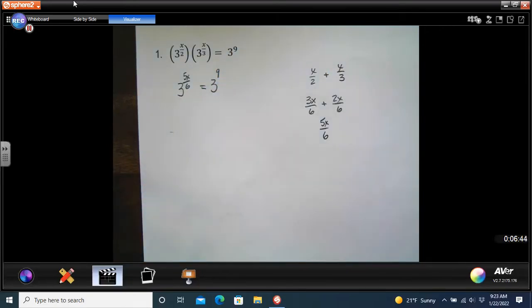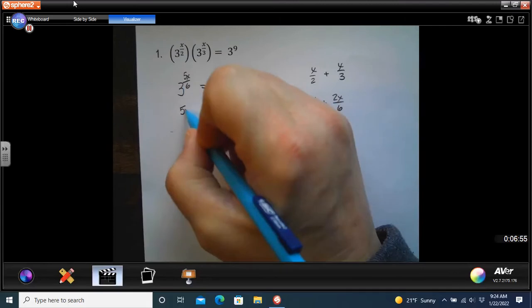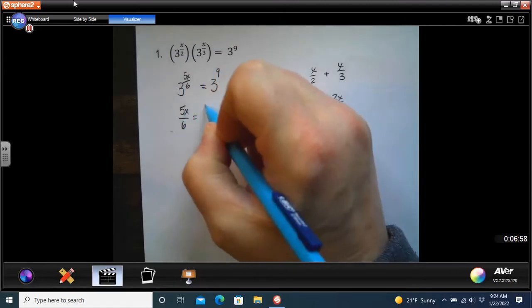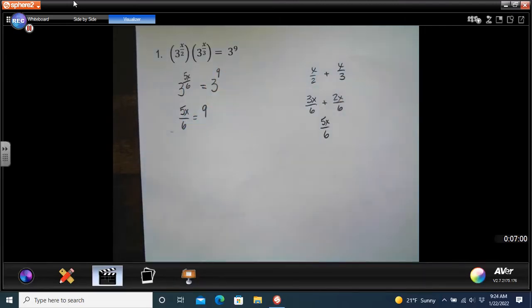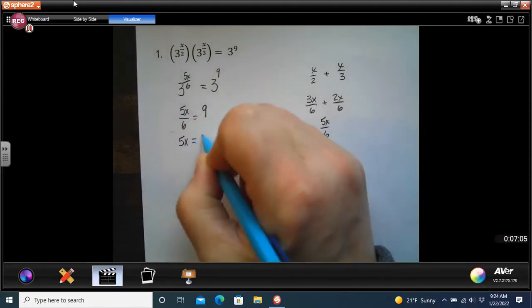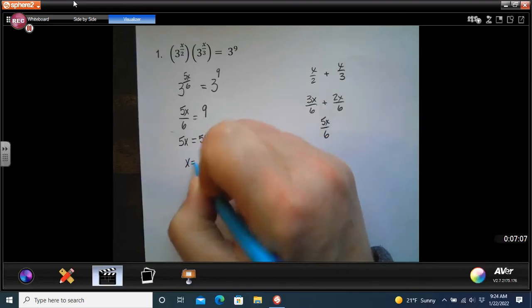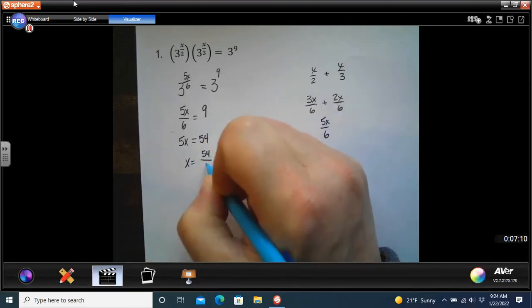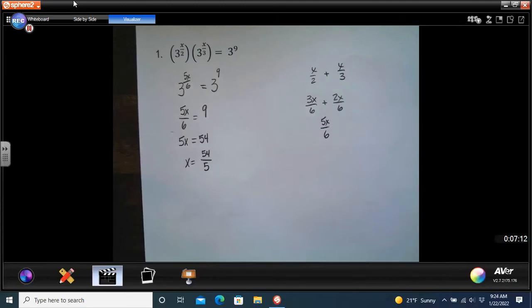Okay? What I can do, now that I have the same base, and I only have one base on each side, is set those exponents equal to each other. So that means 5x over 6 equals 9. And I can solve that for x now. So 5x equals 54, and x is 54 over 5. And we just leave our answer as a fraction, obviously. When we start with fractions, we end with fractions.